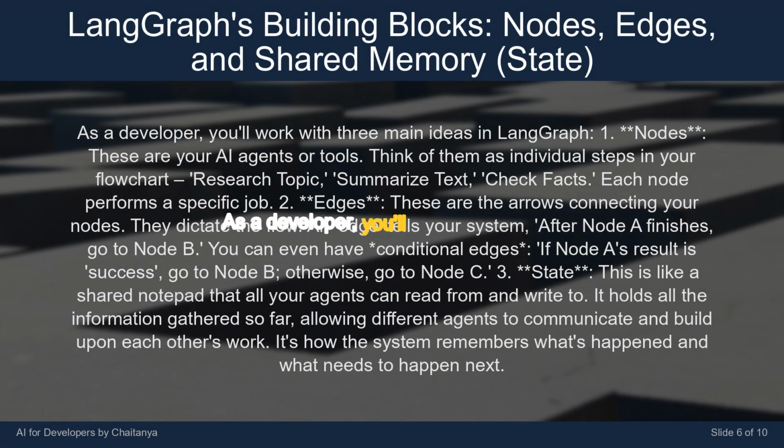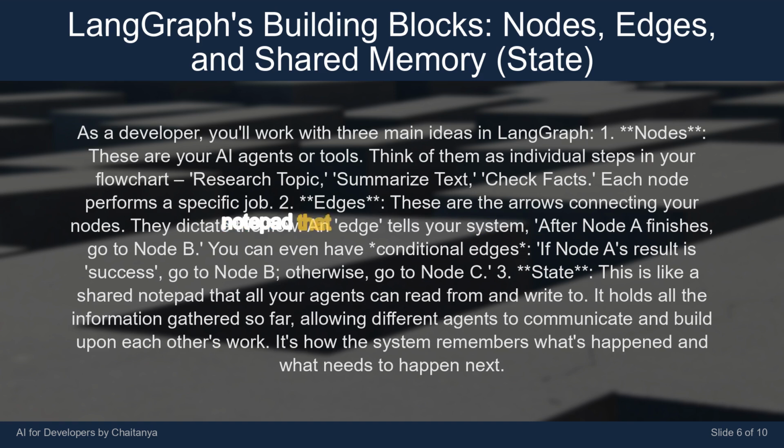As a developer, you'll work with three main ideas in LangGraph. 1. Nodes. These are your AI agents or tools. Think of them as individual steps in your flowchart. Research topic. Summarize text. Check facts. Each node performs a specific job. 2. Edges. These are the arrows connecting your nodes. They dictate the flow. An edge tells your system, after node A finishes, go to node B. You can even have conditional edges. If node A's result is success, go to node B. Otherwise, go to node C.